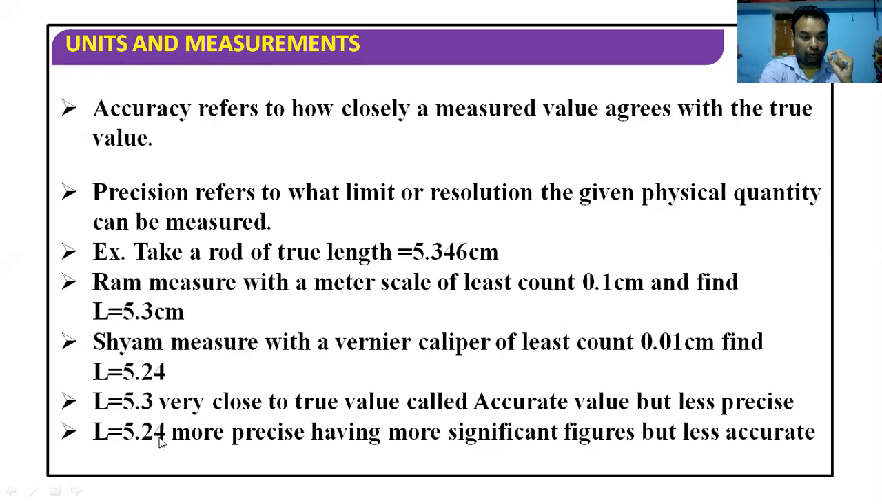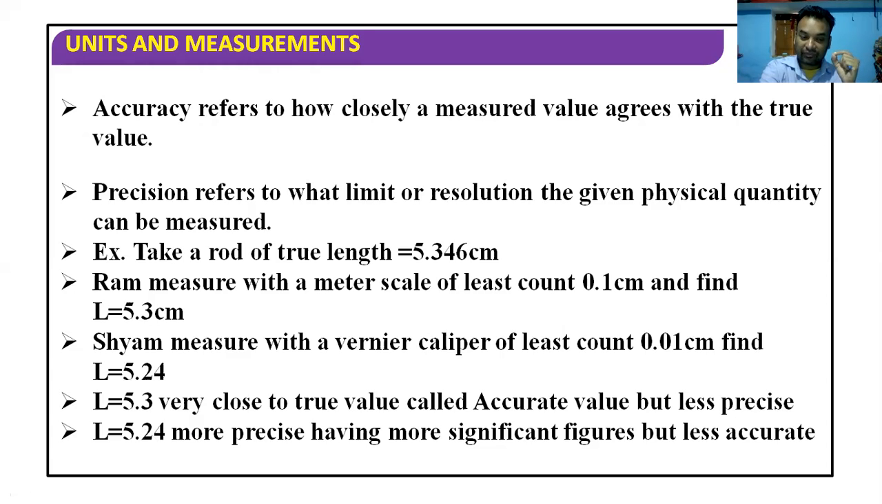5.24 is not close to the true value, because the true value is 5.34. It is 5.24, but it is more precise as compared to Ram's value. Why? Because in Ram's data, after the decimal, only one digit is there. Here in Sham's data, after the decimal, we have two digits, meaning two significant figures.